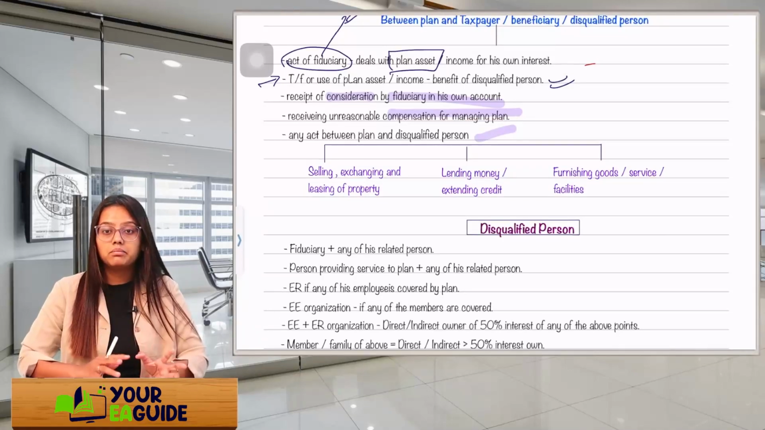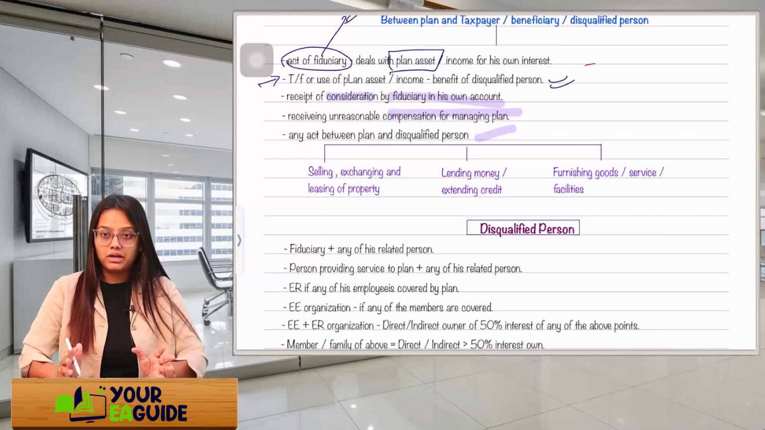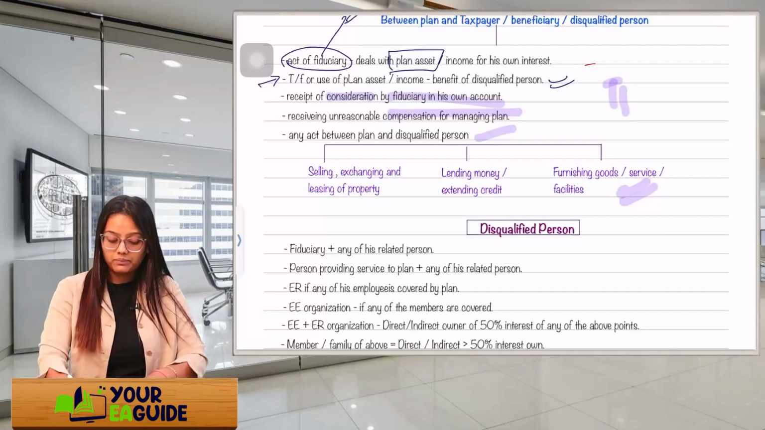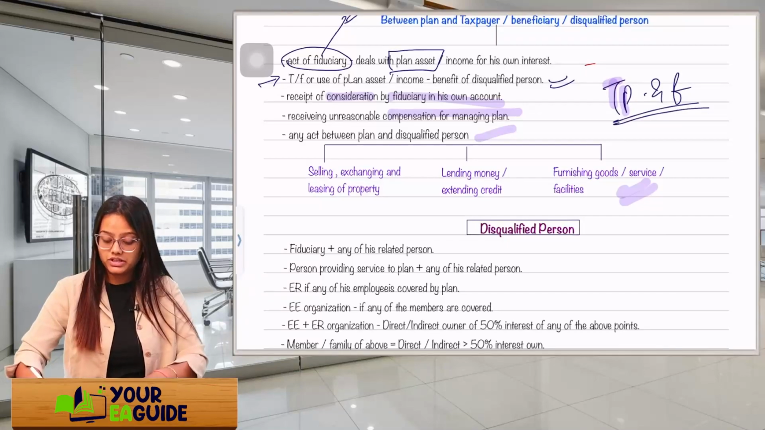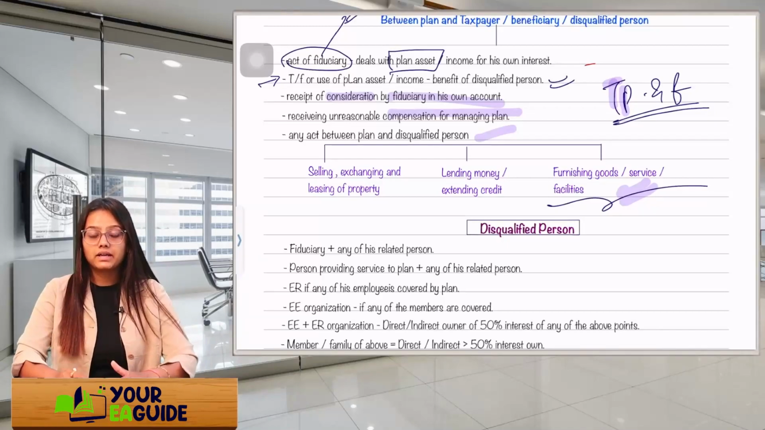I can't lend the money or extend the credit from my IRA account. It's not a simple bank account. It's your retirement account, right? If you're going to furnish goods or services or facilities, the taxpayer and fiduciary are interrelated because of these reasons. Okay, furnishing the goods or services, then in that case it is not allowed.